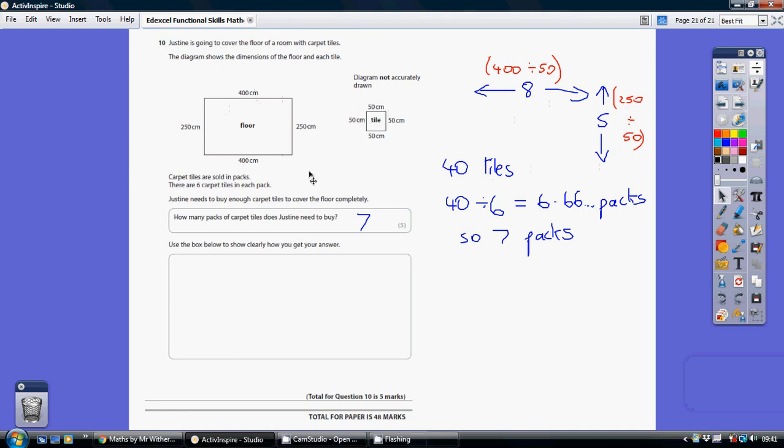Now, how many tiles in a pack? There are 6 tiles in a pack. I need 40 tiles. So how many packs is that going to be? 40 divided by 6 is 6.666 packs. So I need over 6 packs. Right, 6 packs would not be enough. So I need 7 packs.